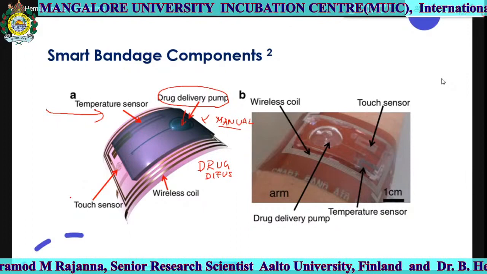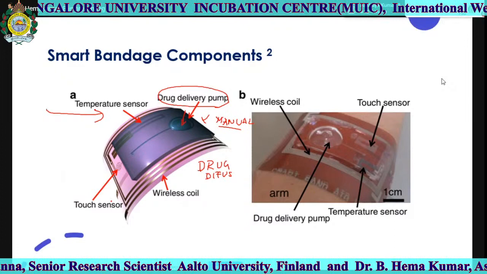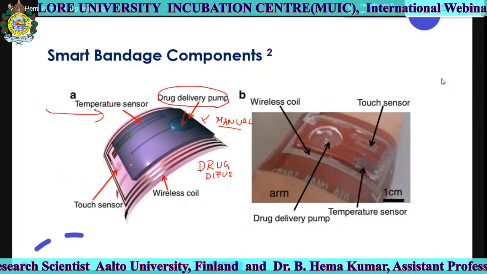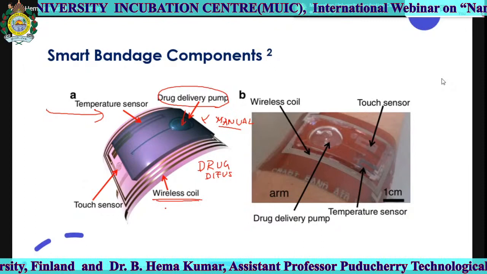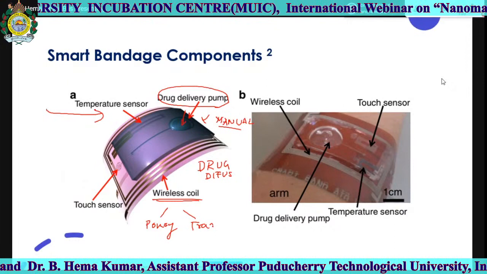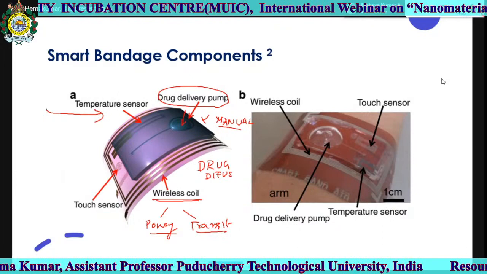You have a touch sensor, which serves for the input. Whenever you press it, that will reactivate your functioning. And you have a wireless coil. The coil serves two purposes: one is for powering up, and the second is for transmitting the signal. It is a twofold purpose. So those are all the components of the smart bandage.